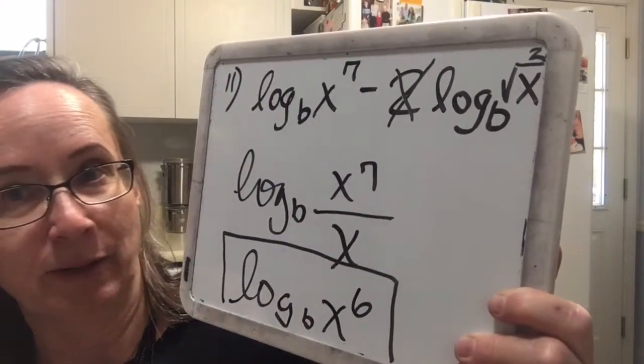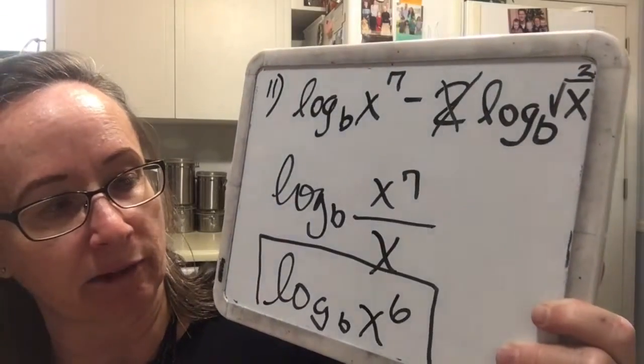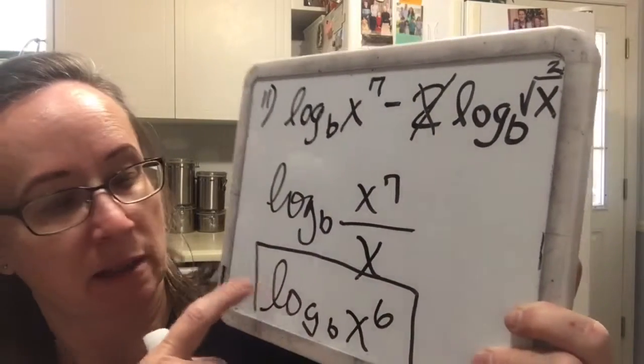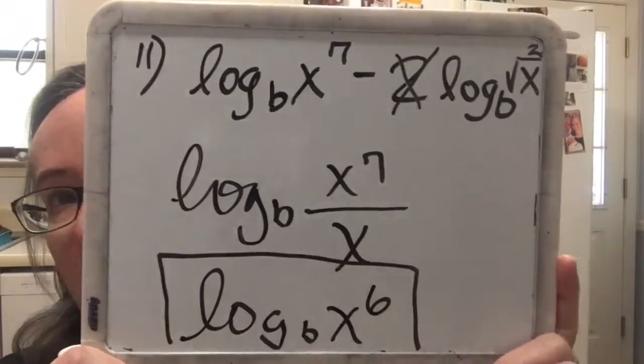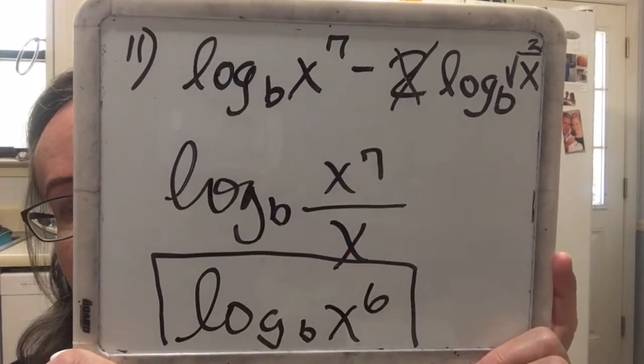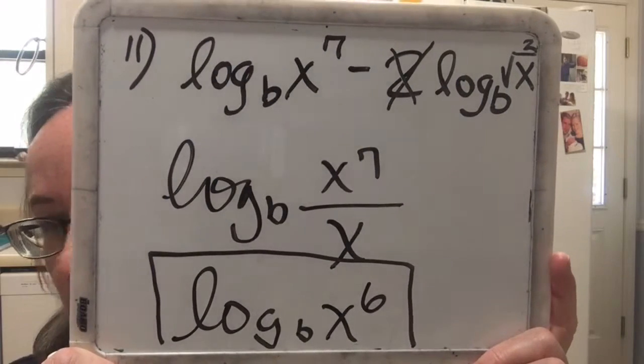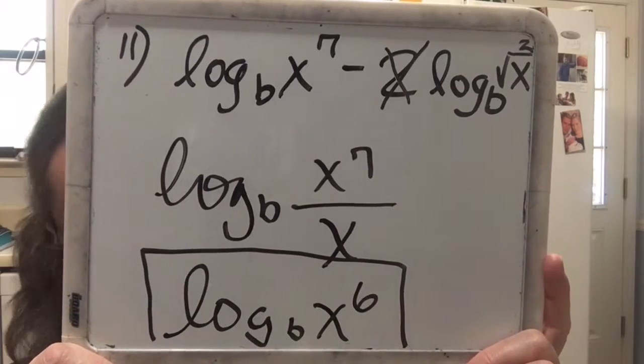Okay, now that we have it in that form, an equivalent logarithm would be 6 times log base b of x. Those would both be single logarithm forms that you could use. Okay, so that one was number 11, and that is the correct answer.